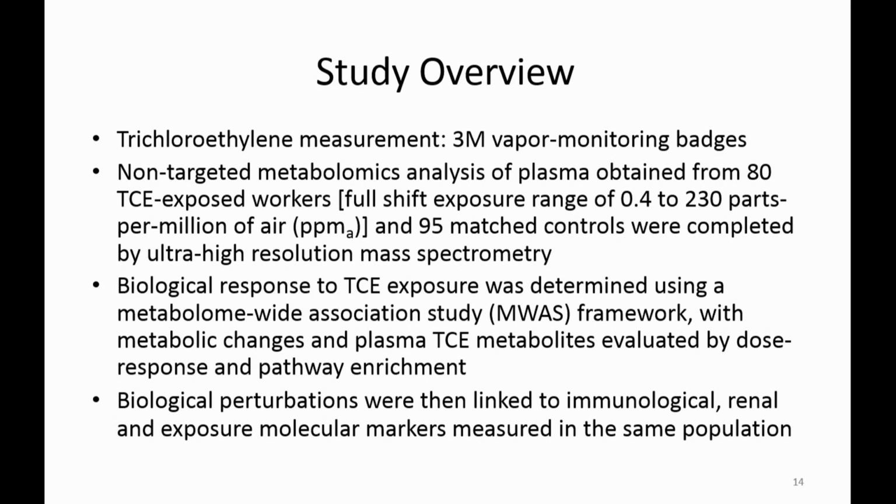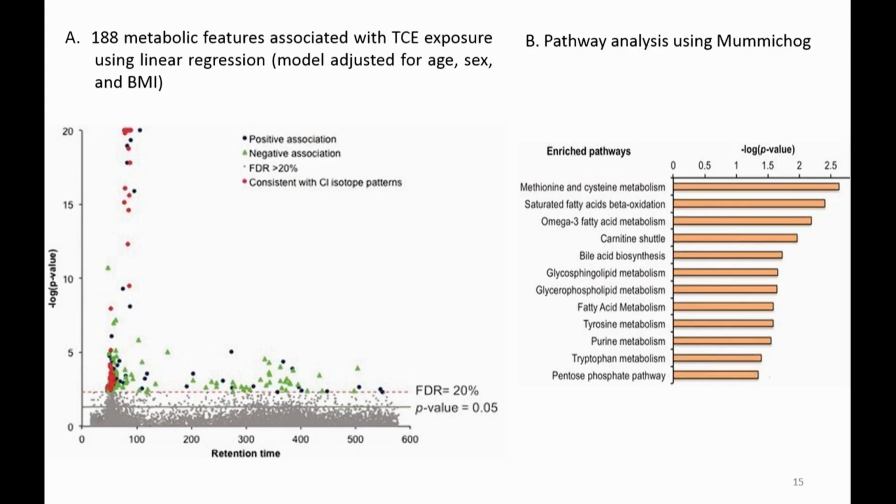Again, we performed untargeted metabolomics analysis on these samples, and we performed a metabolite association study to identify which metabolites and metabolic pathways are perturbed in response to TCE exposure. We found around 200 metabolic features that were either upregulated or downregulated in response to TCE exposure. Again, we were able to identify a set of metabolites related to methionine and cysteine metabolism, fatty acid metabolism, carnitine shuttle, and sphingolipid metabolism.